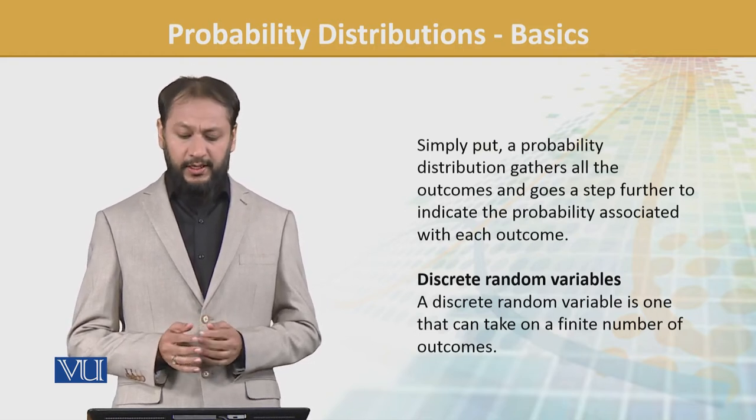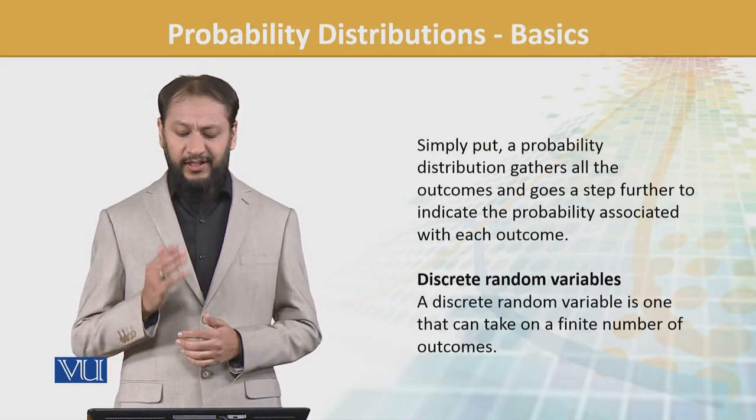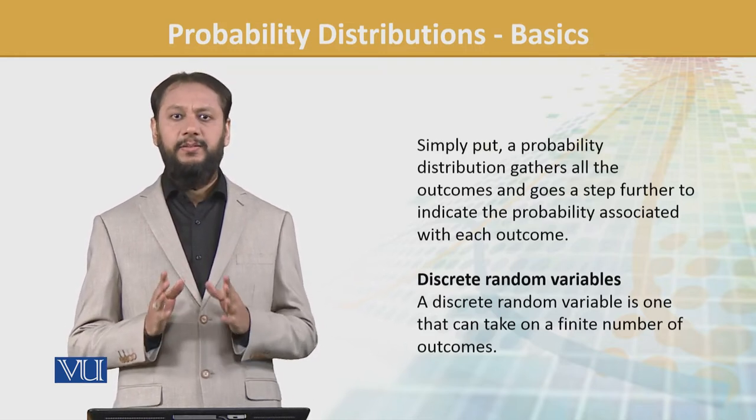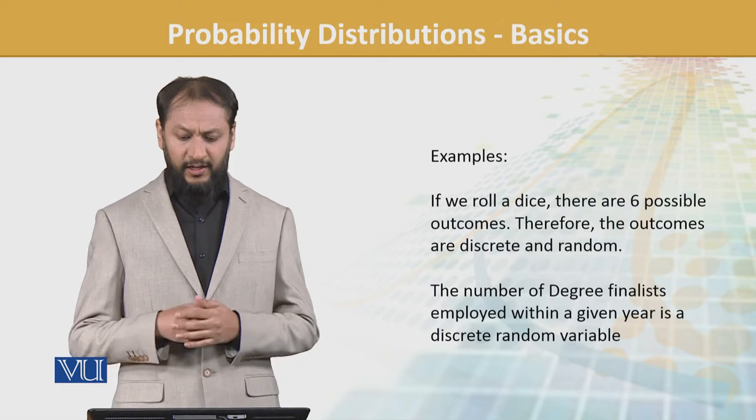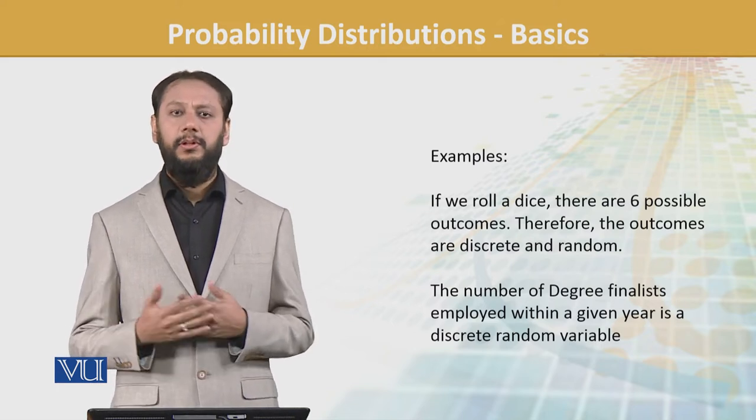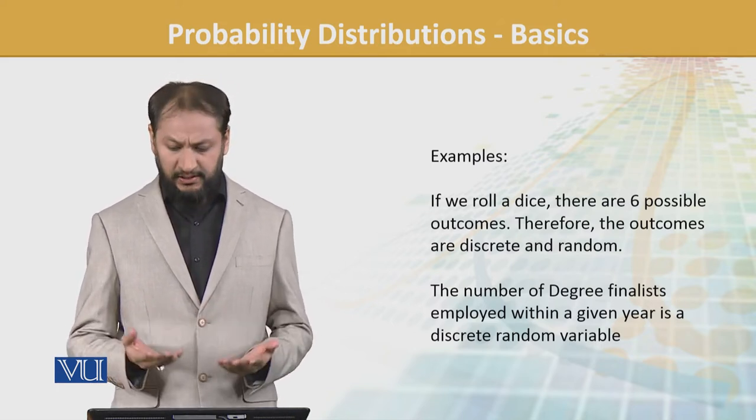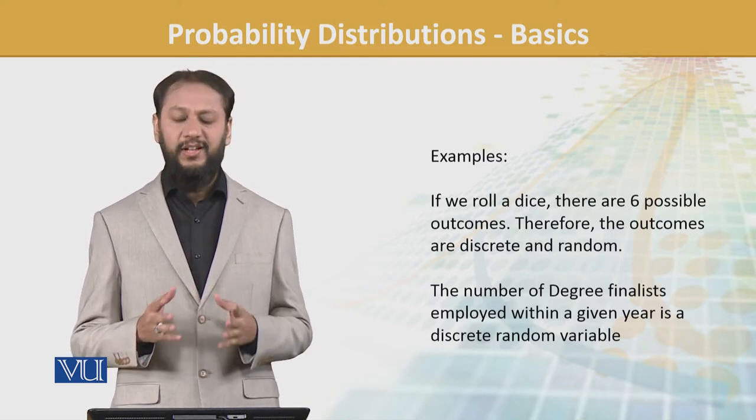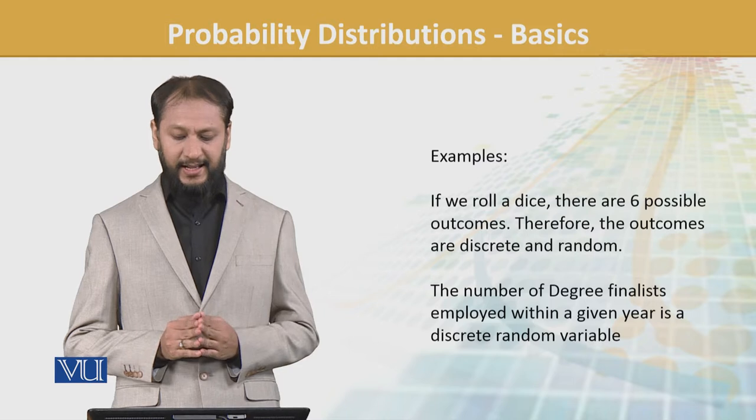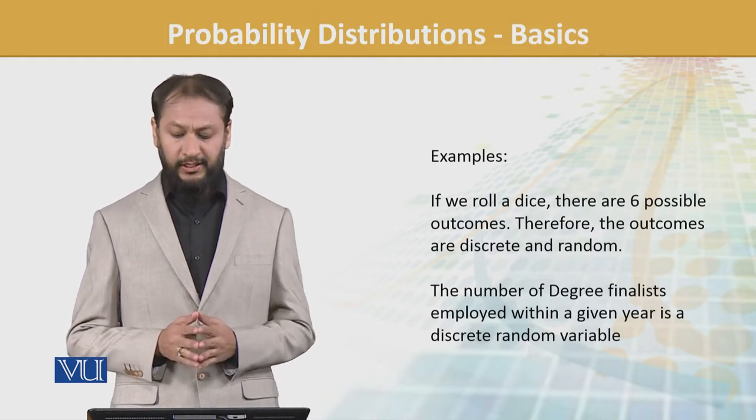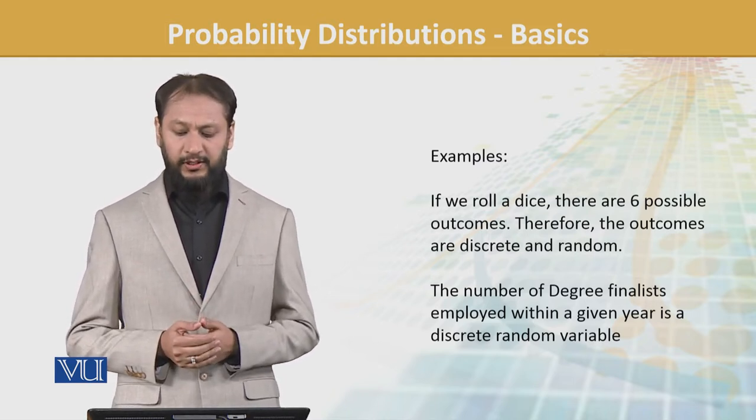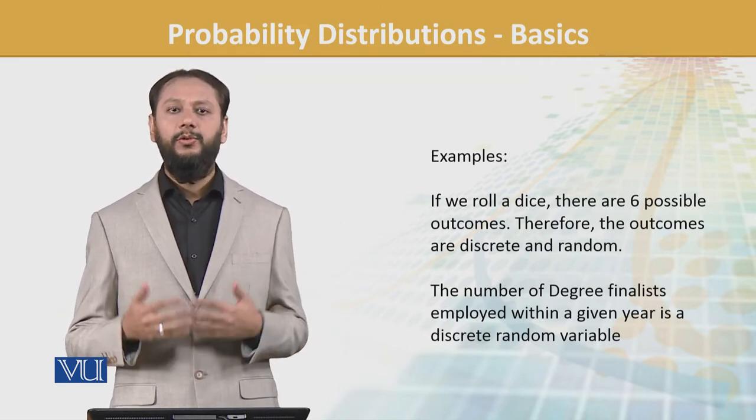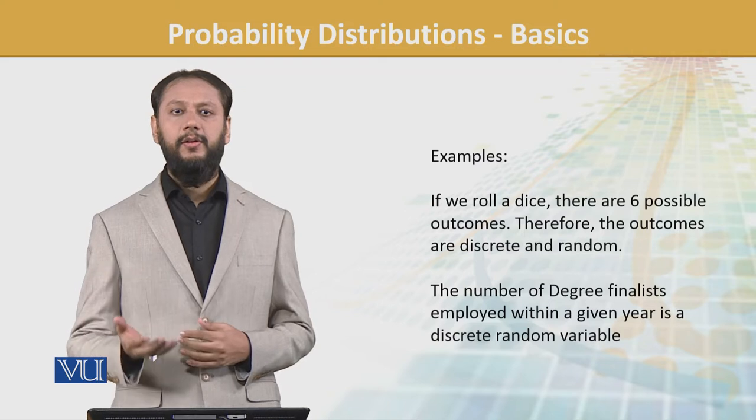A discrete random variable is one that can have a finite number of outcomes. It is discrete, and there is a maximum number that it can fall on. For example, if we roll a dice, how many possibilities are there? There are 6 possible outcomes, and one of them will come up. So this is a finite number attached to it. So this is a discrete random variable. The number of degree finalists employed in a given year is discrete, meaning how many VU students have passed and how many got jobs. So this is a discrete number that can be known.